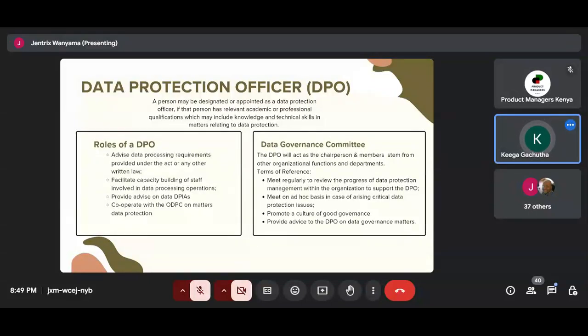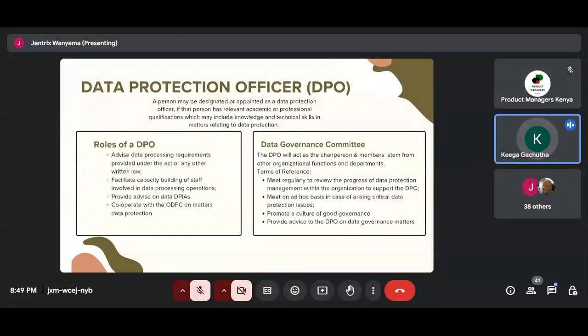On the data protection officer, this is an individual or an entity that ought to be appointed by a company or an institution, and their sole role is to ensure compliance with the Data Protection Act, as well as provisions of Article 31, as Gentrix had explained. This is an individual who has adequate knowledge on data protection and can offer a few services. These services include advising on data processing requirements provided under the Act or any other written law. They also have an obligation of cooperating with the ODPC on matters relating to data protection.